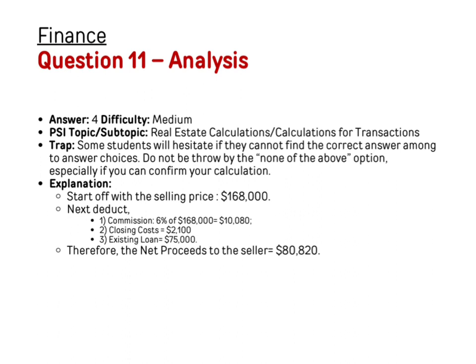Explanation: start off with the selling price, $168,000. Next deduct: 1. Commission, 6% of $168,000 = $10,080. 2. Closing costs = $2,100. 3. Existing loan = $75,000. Therefore, the net proceeds to the seller = $80,820.